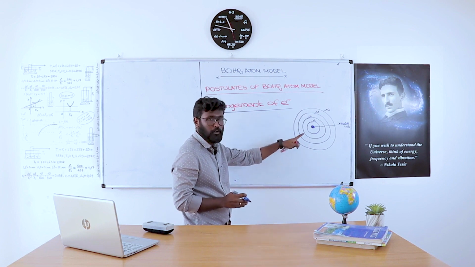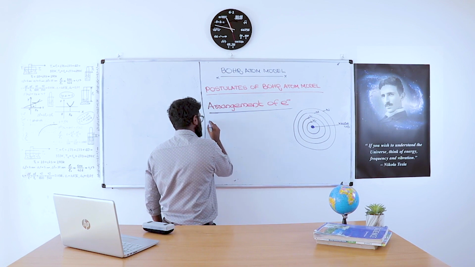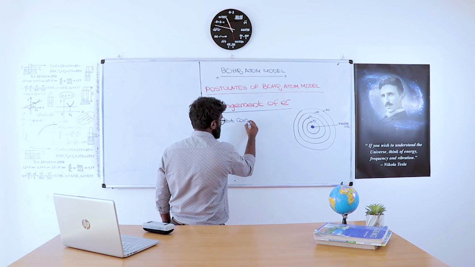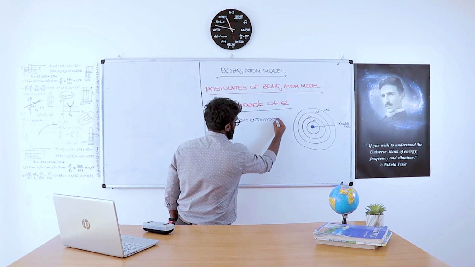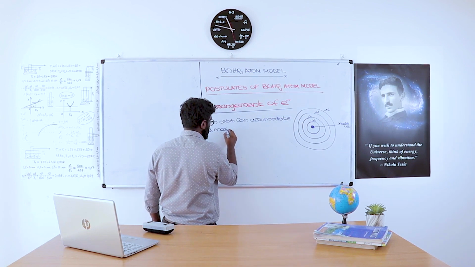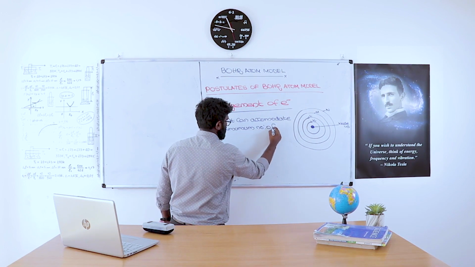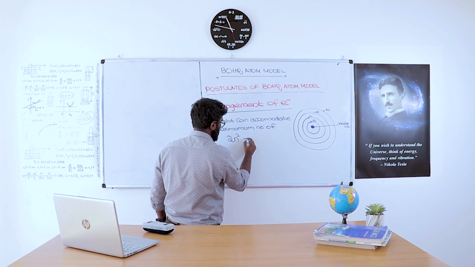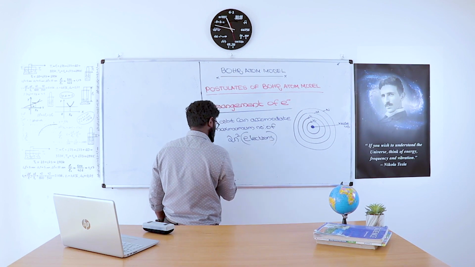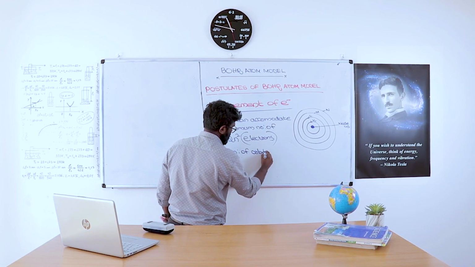Bohr put forward a rule for the arrangement of electrons inside the shells: an orbit can accommodate a maximum number of 2n square electrons, where n is the number of the orbit or shell.